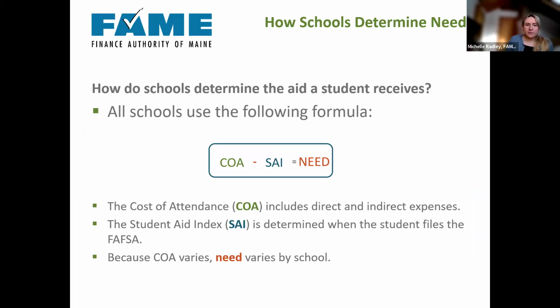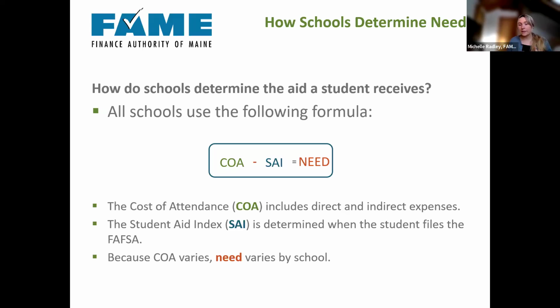Another piece that I like to point out here, particularly when you're working with students, is that it's important that they understand how these pieces are calculated. So this is the most simple way that I like to break it up for people. How the schools are actually determining the aid that the student receives, they all use this basic formula: the cost of attendance, so that sticker price, minus the SAI, the number calculated by the FAFSA, which determines their need. Again, cost of attendance is an all-encompassing number.